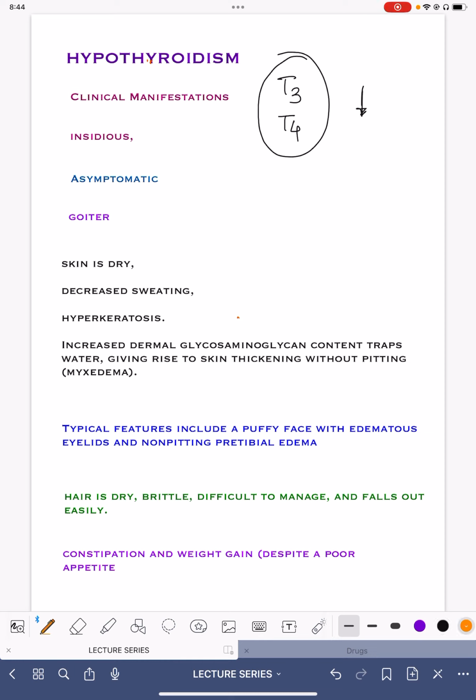And along with that, the TSH level should be high, or it can be normal also. So if the TSH levels are high, then we call it hypothyroidism. If the T4 level is low, we call it hypothyroidism. And if the T3 levels are low, then we call it hypothyroidism.